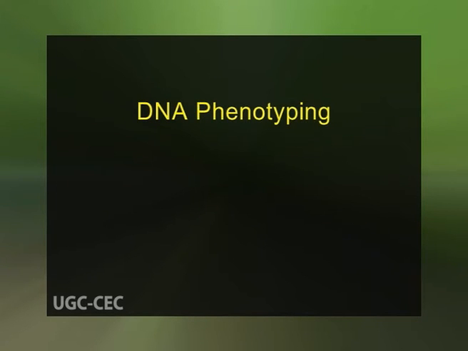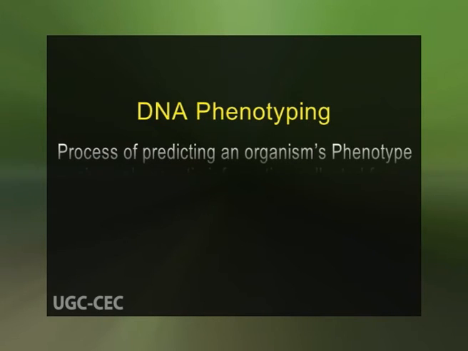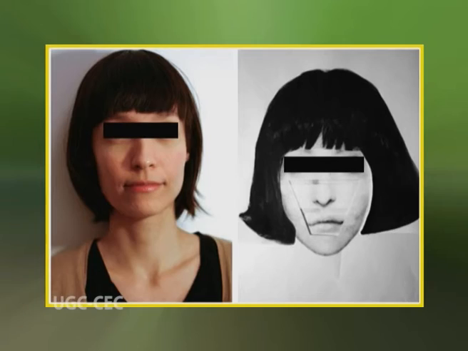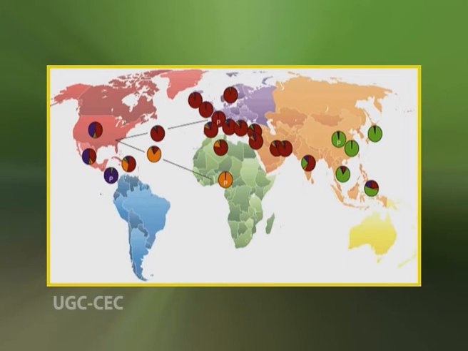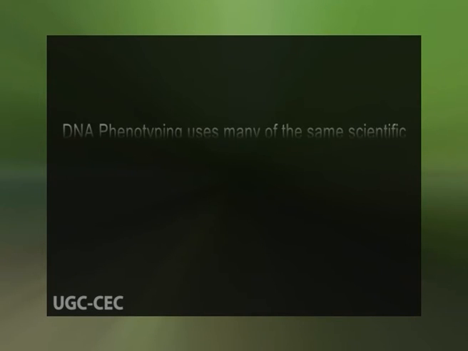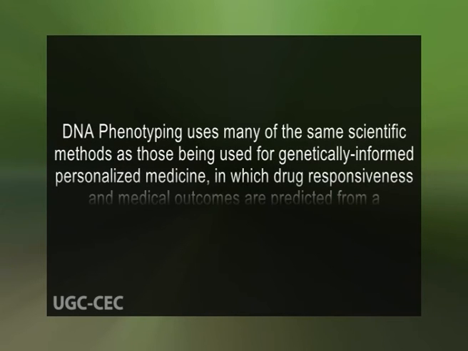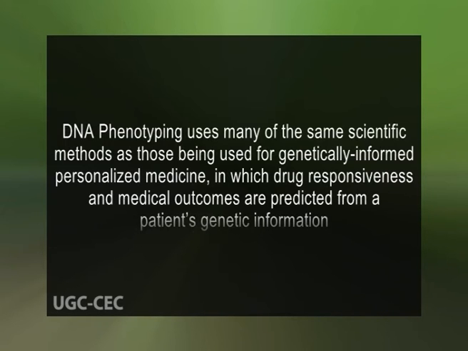DNA phenotyping. It is the process of predicting an organism's phenotype using only genetic information collected from genotyping or DNA sequencing. This term, also known as molecular photofitting, is primarily used to refer to the prediction of a person's physical appearance and biogeographic ancestry for forensic purposes. DNA phenotyping uses many of the same scientific methods as those being used for genetically informed personalized medicine, in which drug responsiveness and medical outcomes are predicted from a patient's genetic information.